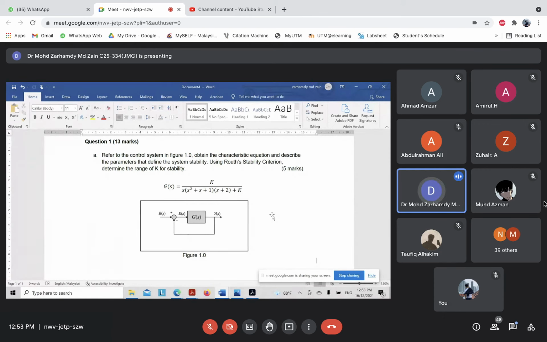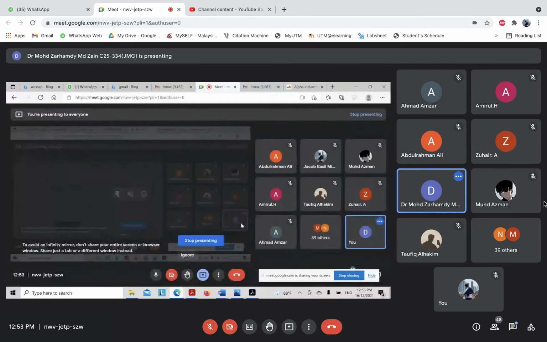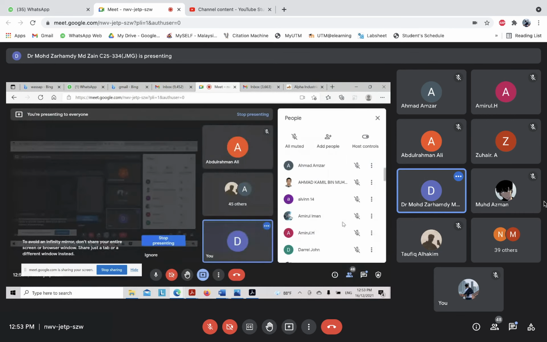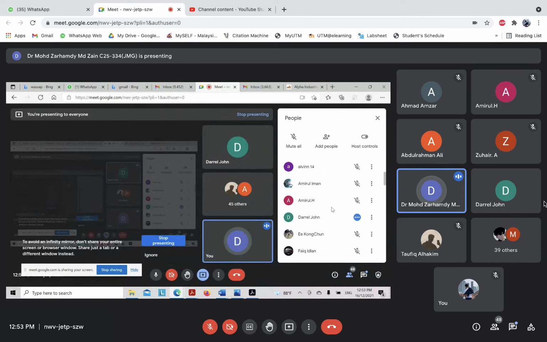Okay, siapa finish? Siapa dah siap? Who finish? Only 3 mark. Don't worry, you still have 97. Siapa lagi ni? Siapa lagi? Sekejap. Darren, finish? Still doing it. Sikit lagi.